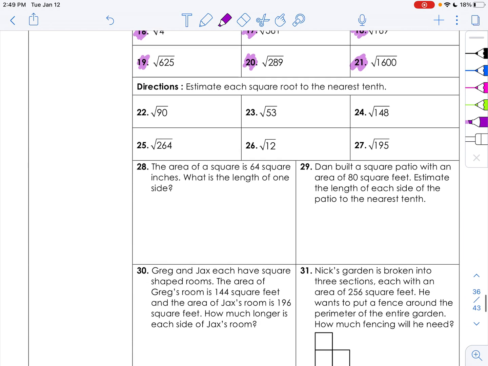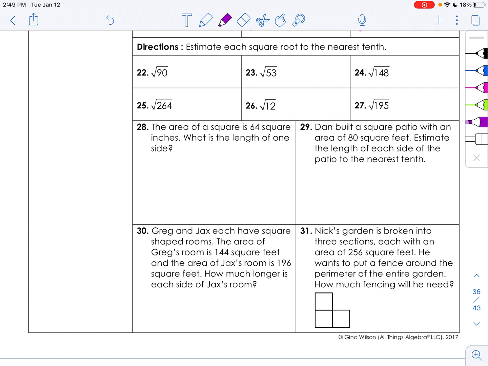Let's take a look at estimating. So we have numbers under the square root that aren't perfect squares. So when we estimate these numbers, we want to use a calculator using the radical sign and round. And these directions specifically tell us to round to the nearest tenth. So using a calculator, type in the square root of 90. You should get 9.48683298051.